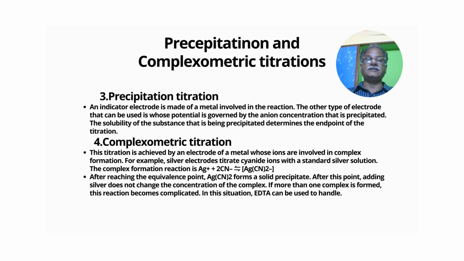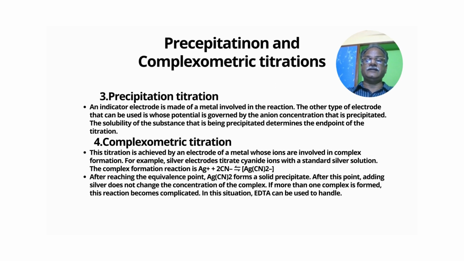Precipitation and complexometric titrations. Precipitation titration. An indicator electrode is made of the metal involved in this reaction. The other type of electrode that can be used is one whose potential is governed by the anion concentration that is precipitated. The solubility of the substance that is being precipitated determines the endpoint of the titration.